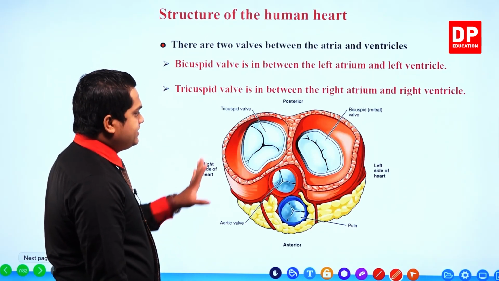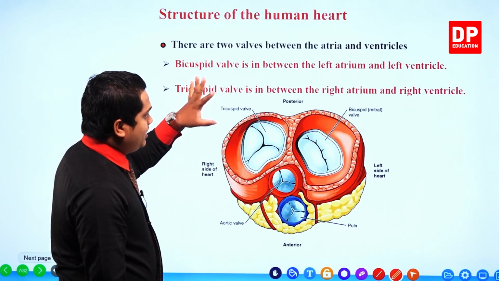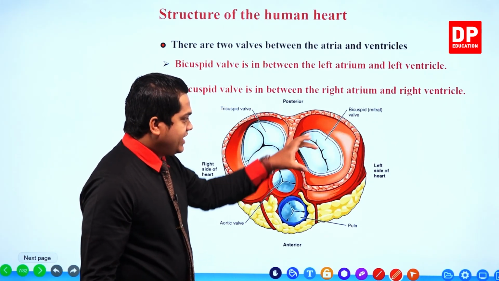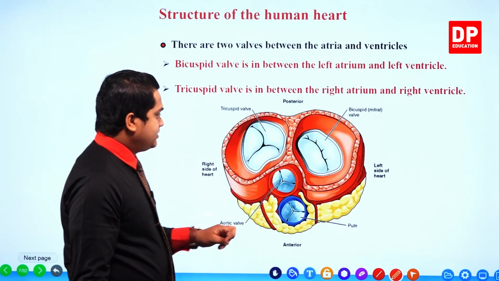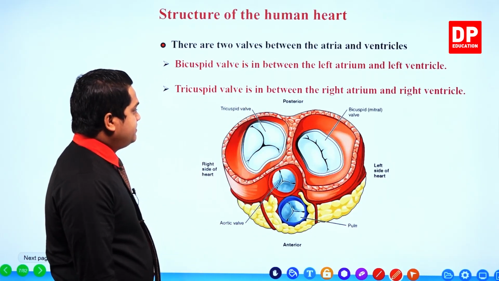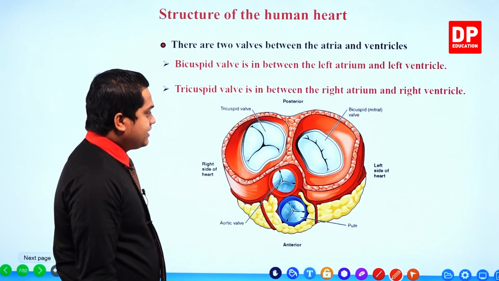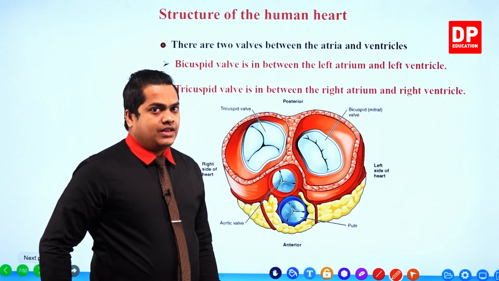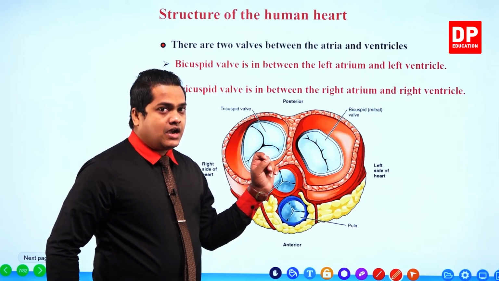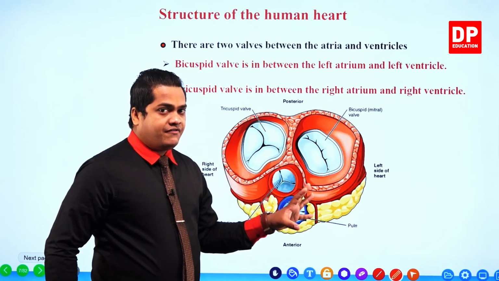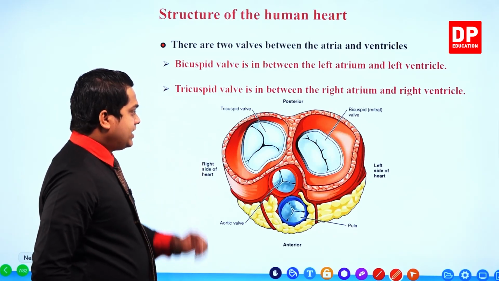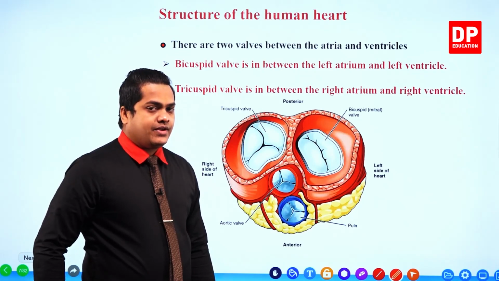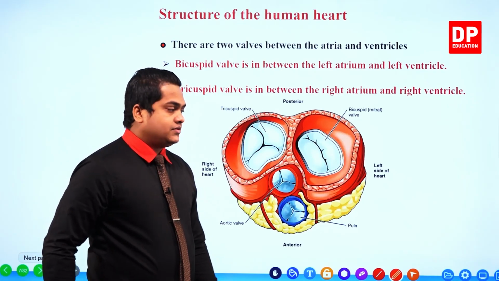So once again, my dear children, the bicuspid valve is on the left side of the heart. 2 different tissue layers can be observed, only 2 openings. Here the tricuspid valve can be observed at the right hand side like this. There are 3 tissue layers. So the bicuspid valve can be observed between the left ventricle and the left auricle, on the left hand side of the heart. The tricuspid valve is at the right hand side of the heart, between the right ventricle and the right auricle.